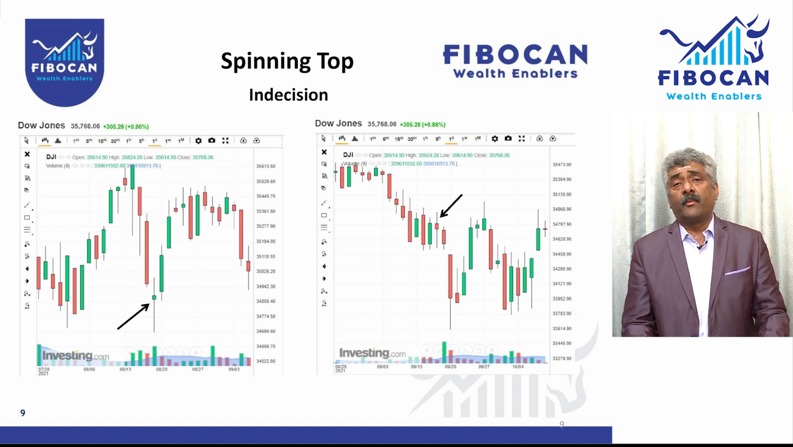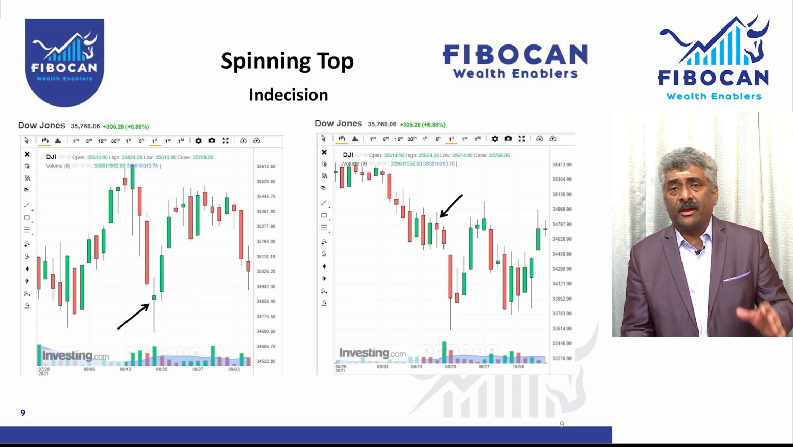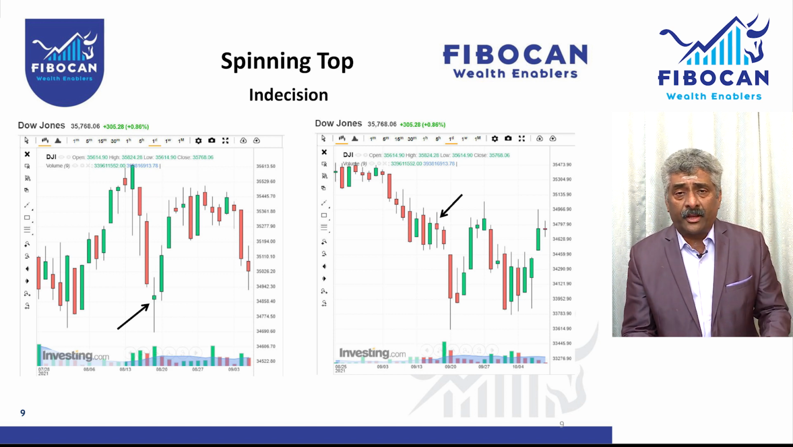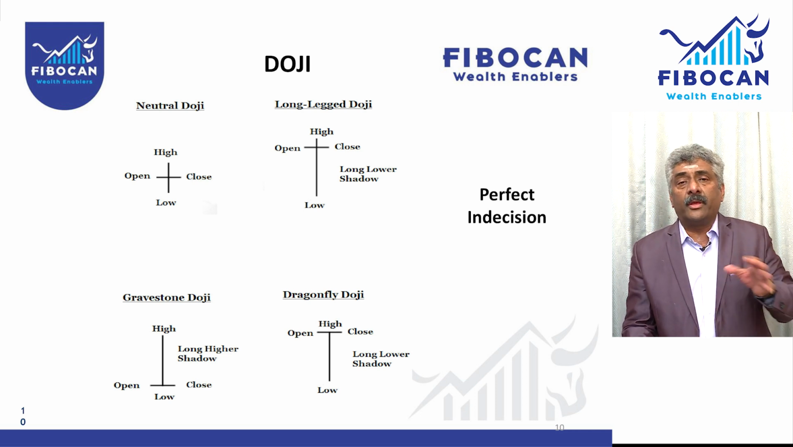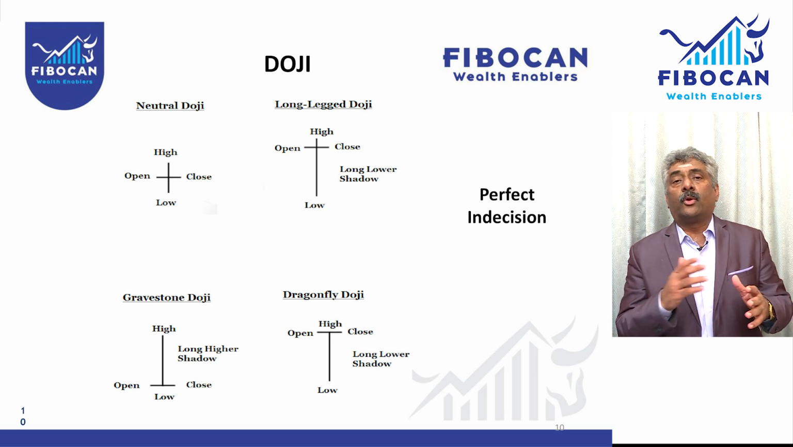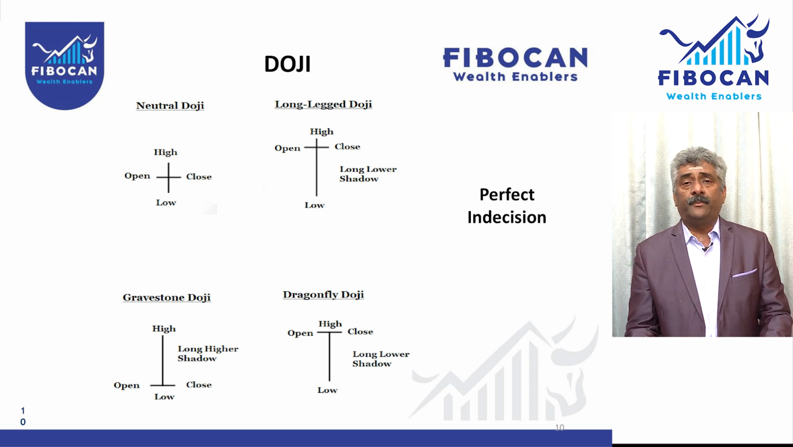Doji. This is very important. These are some of the new names for starters. They might be new names, but don't worry about the names. What is important is understanding the concept and seeing more and more candlestick patterns, which will make you perfect. Down the line you will not even be using the names. You will see the candle and you will know what the next candle is going to be. That's more important. So there are 4 types of doji, as you can see: neutral doji, long leg doji, gravestone doji, and dragonfly doji.